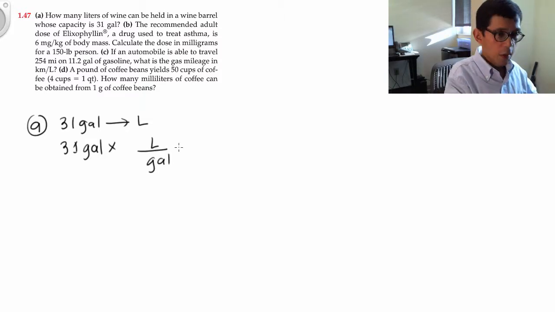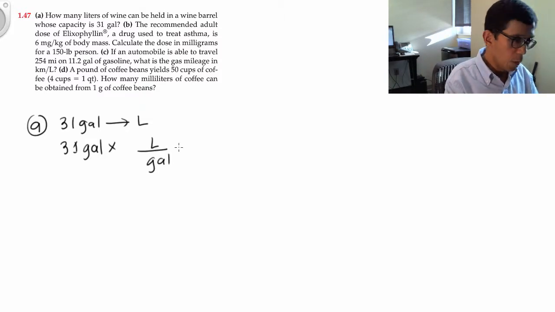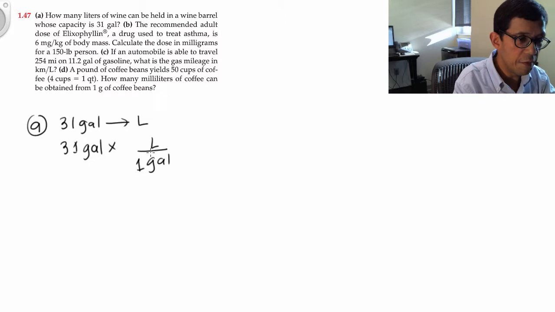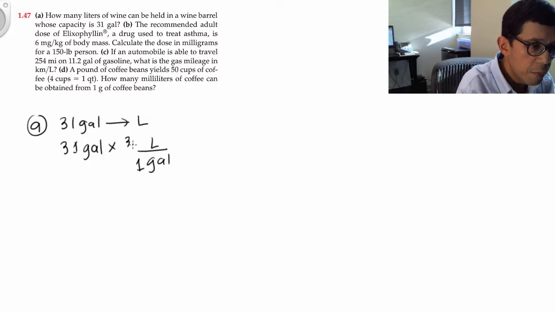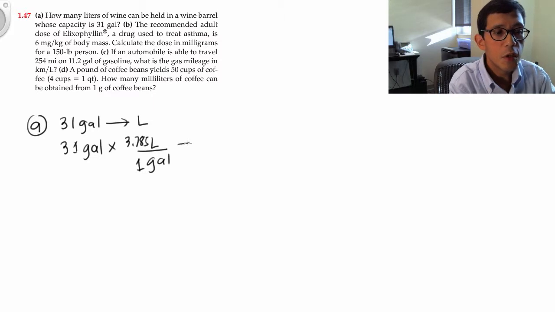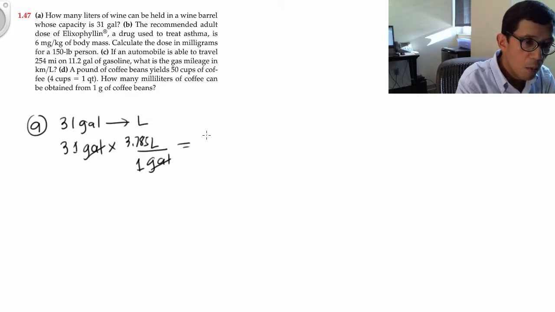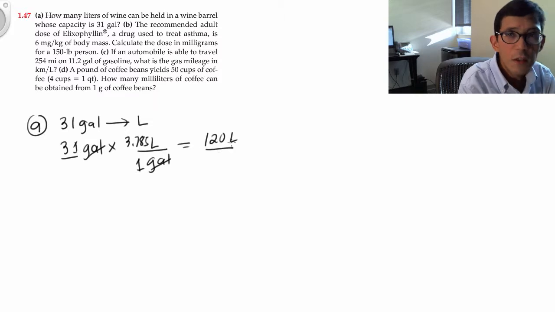What is the conversion? In 1 gallon, there are 3.785 liters. So gallon cancels, and the answer should be 120 liters. 2 sig figs, 2 significant digits.